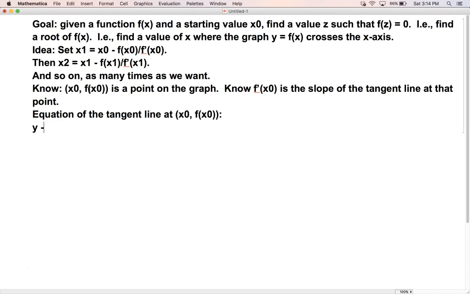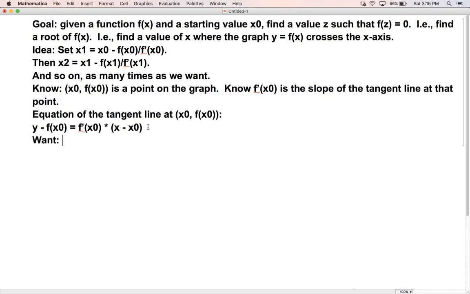The formula is going to be y minus the y value, so y minus f of x0 equals the slope, f prime of x0, times x minus x0. I can tell that the slope really is f prime of x0, because that's the coefficient of x here, and there are no other values related to x. And I know that it has the point x0, f of x0 on it, because if I plug in f of x0 for y and x0 for x, then I get 0 equals 0. So I do get a solution to this equation. So I know that's an equation of the tangent line.